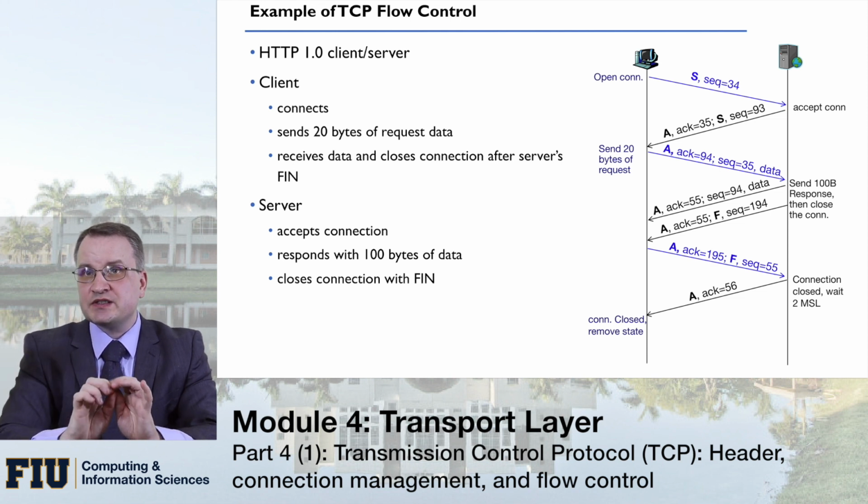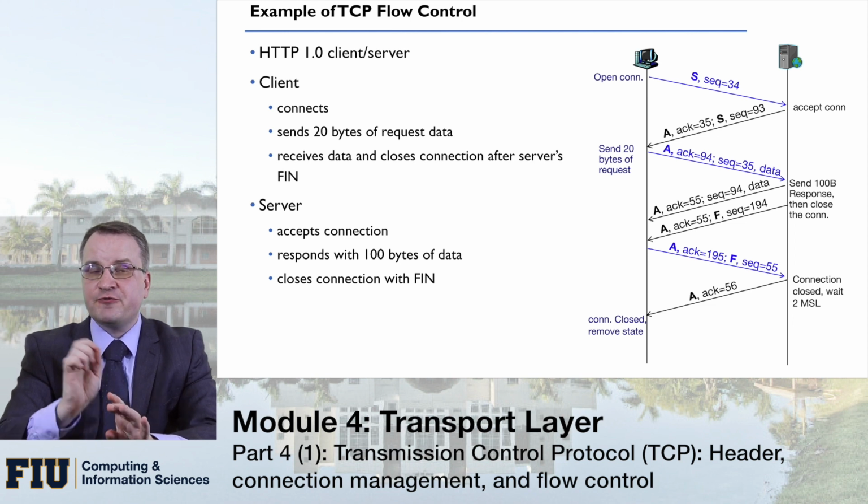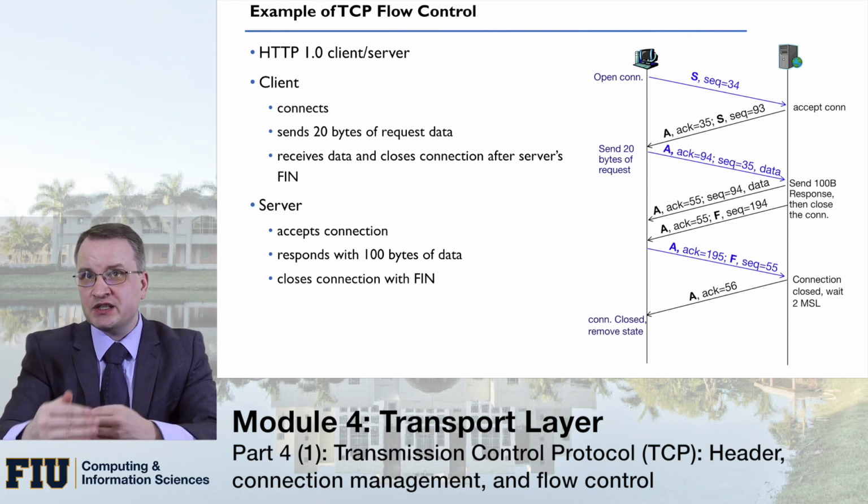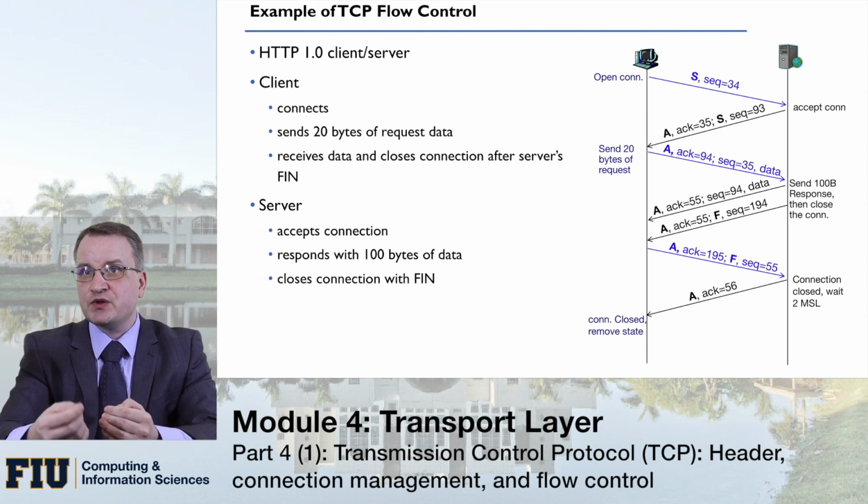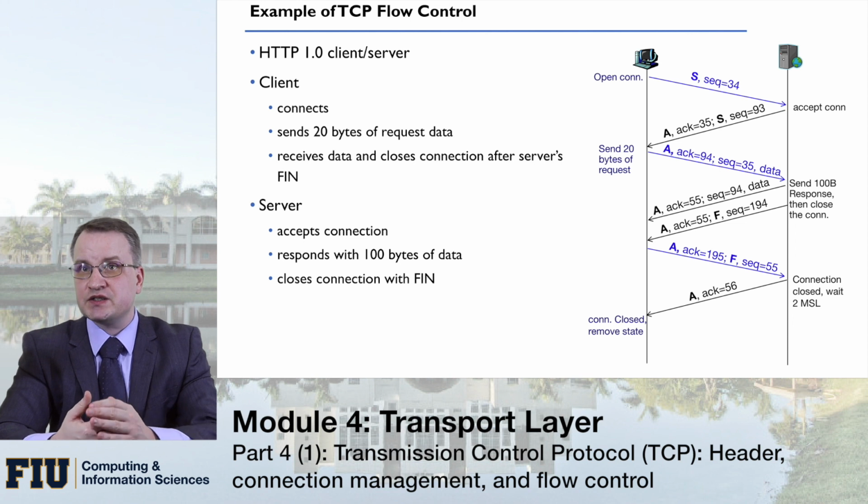What it's sending is sequence number 35, meaning the first byte in the payload of the packet that the sender is sending has sequence number 35. If there's data, it will be the actual data being sent out. If there's no data, then it simply acts as an acknowledgement packet.